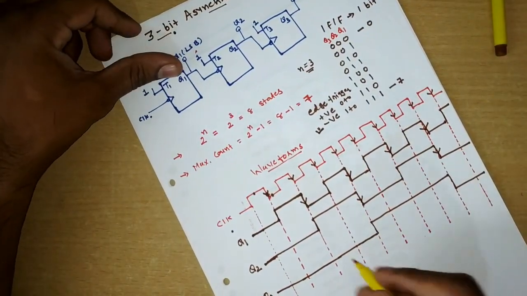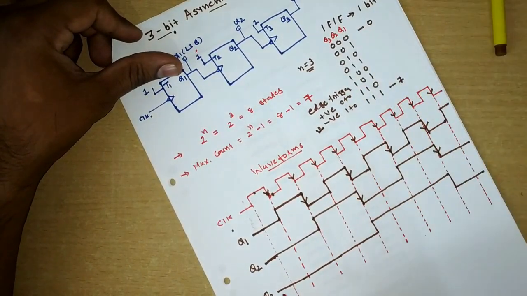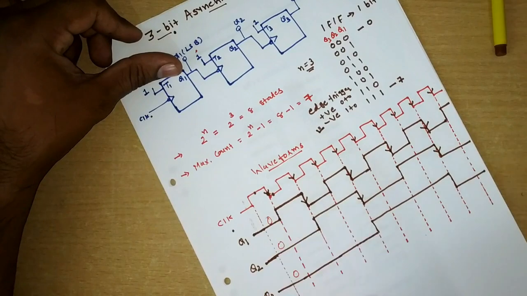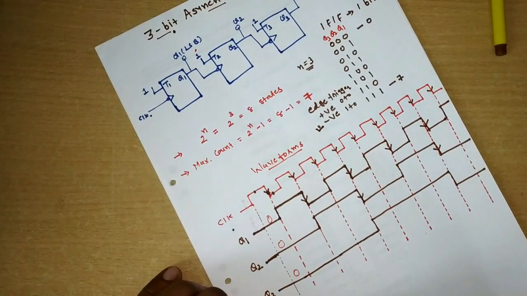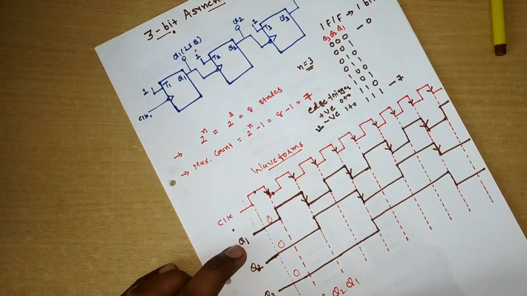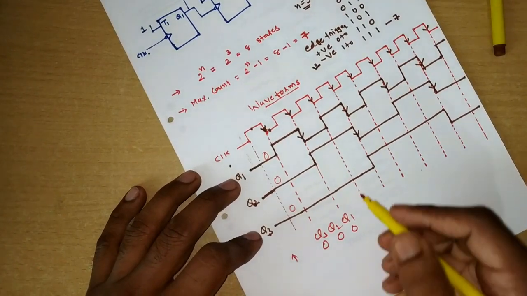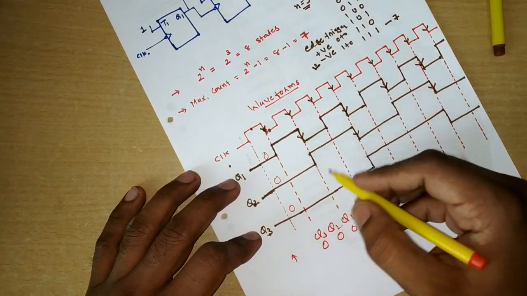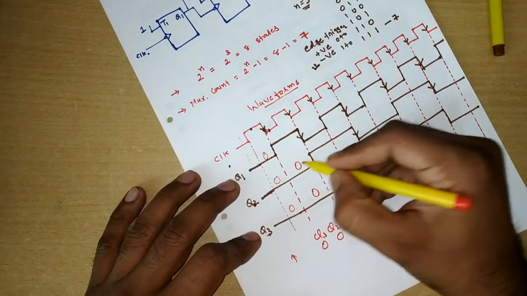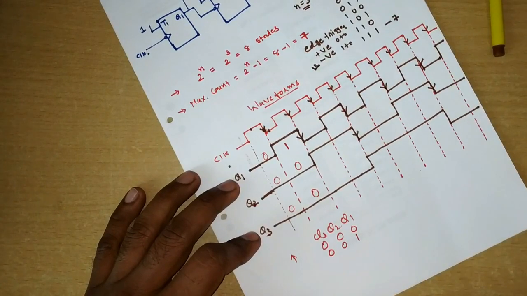Now if you mark here whether we are achieving this count or not, till the first clock cycle your outputs were 0 0 0. So Q3 is 0, Q2 is 0, Q1 is 0. So you can write here Q3, Q2, Q1. In the first clock cycle it is 0 0 0. Initially it was 0 0 0. Fine. Now in the next clock cycle Q3 is still 0, Q2 is still 0, but Q1 becomes 1. So now you are able to get the output as 0 0 1.